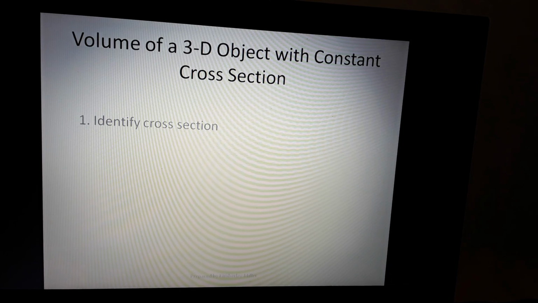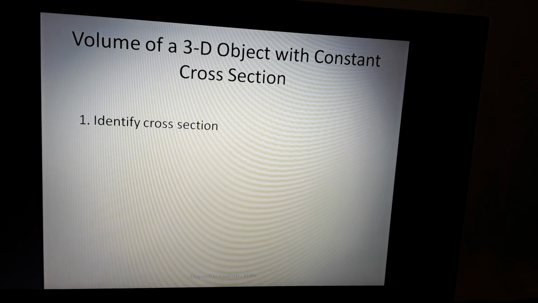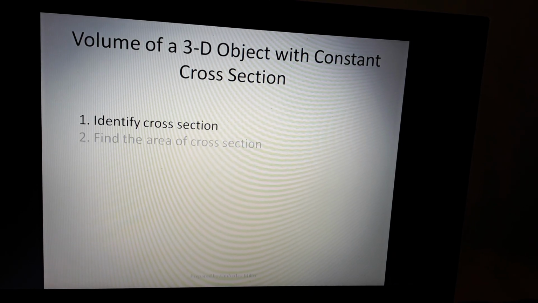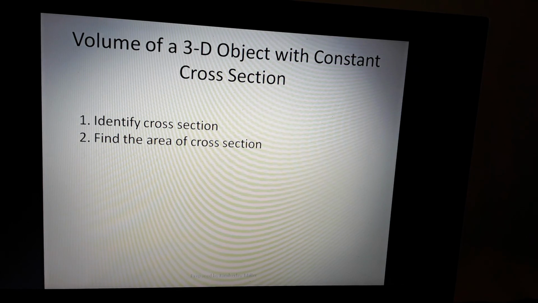In summary, to find the volume of a three-dimensional object with a constant cross-section, first identify your cross-section, find the area of the cross-section, then you will multiply that area by the length or height.